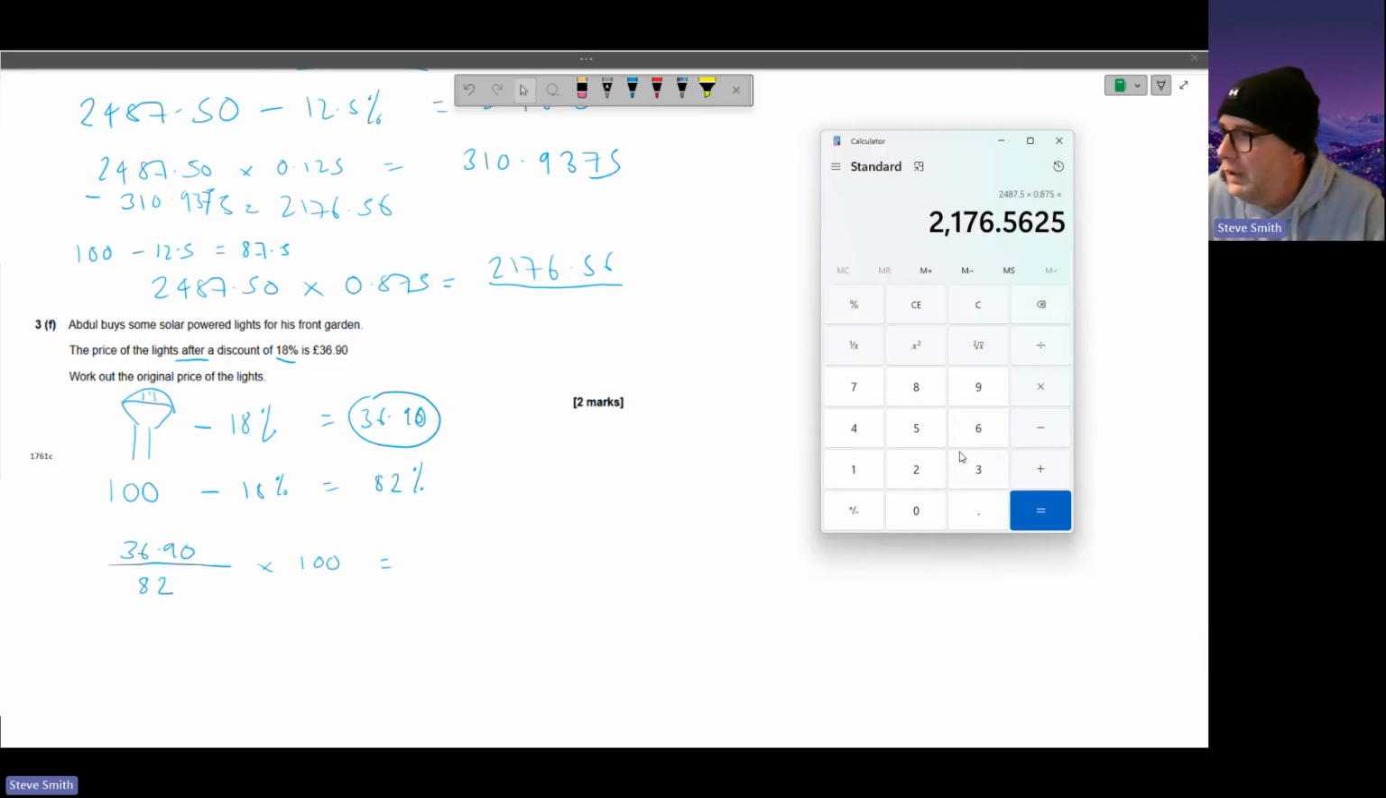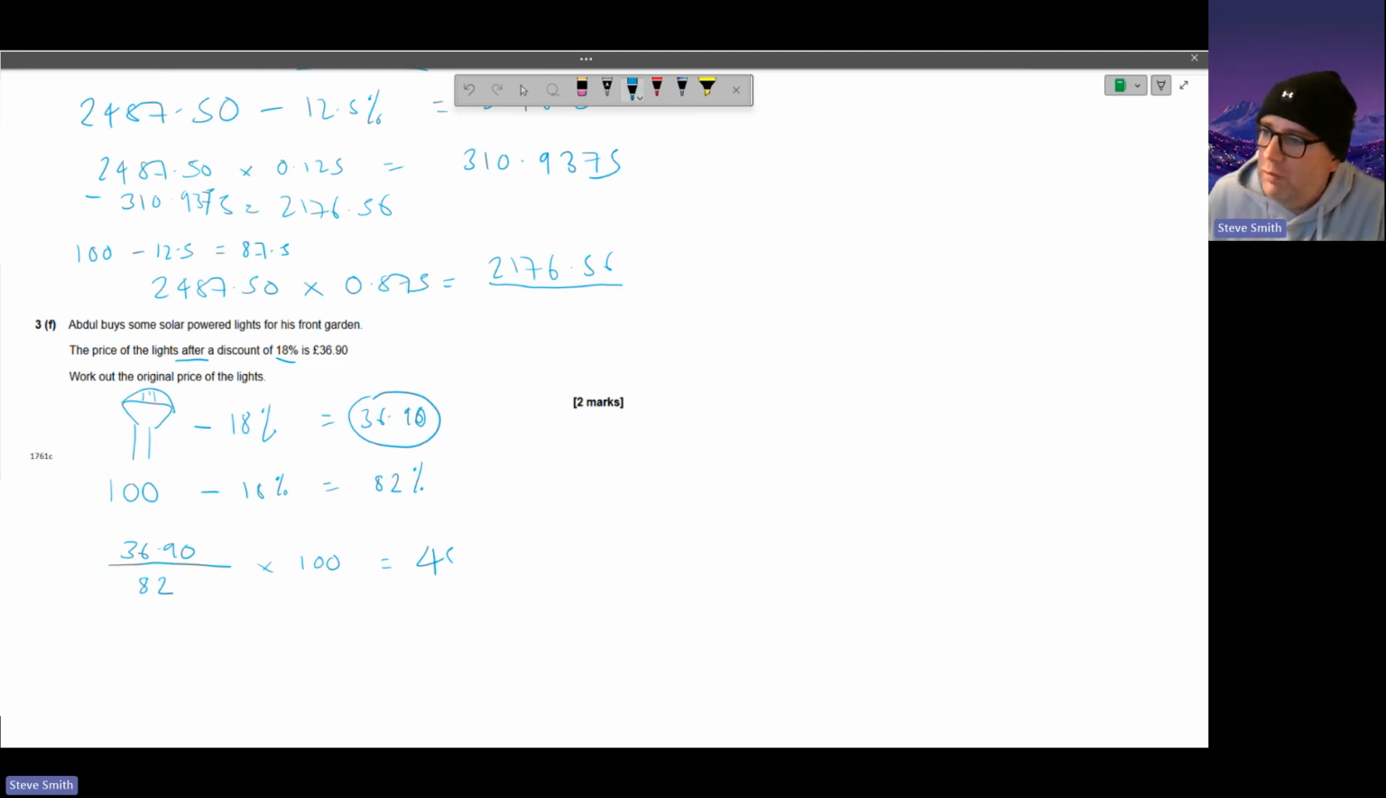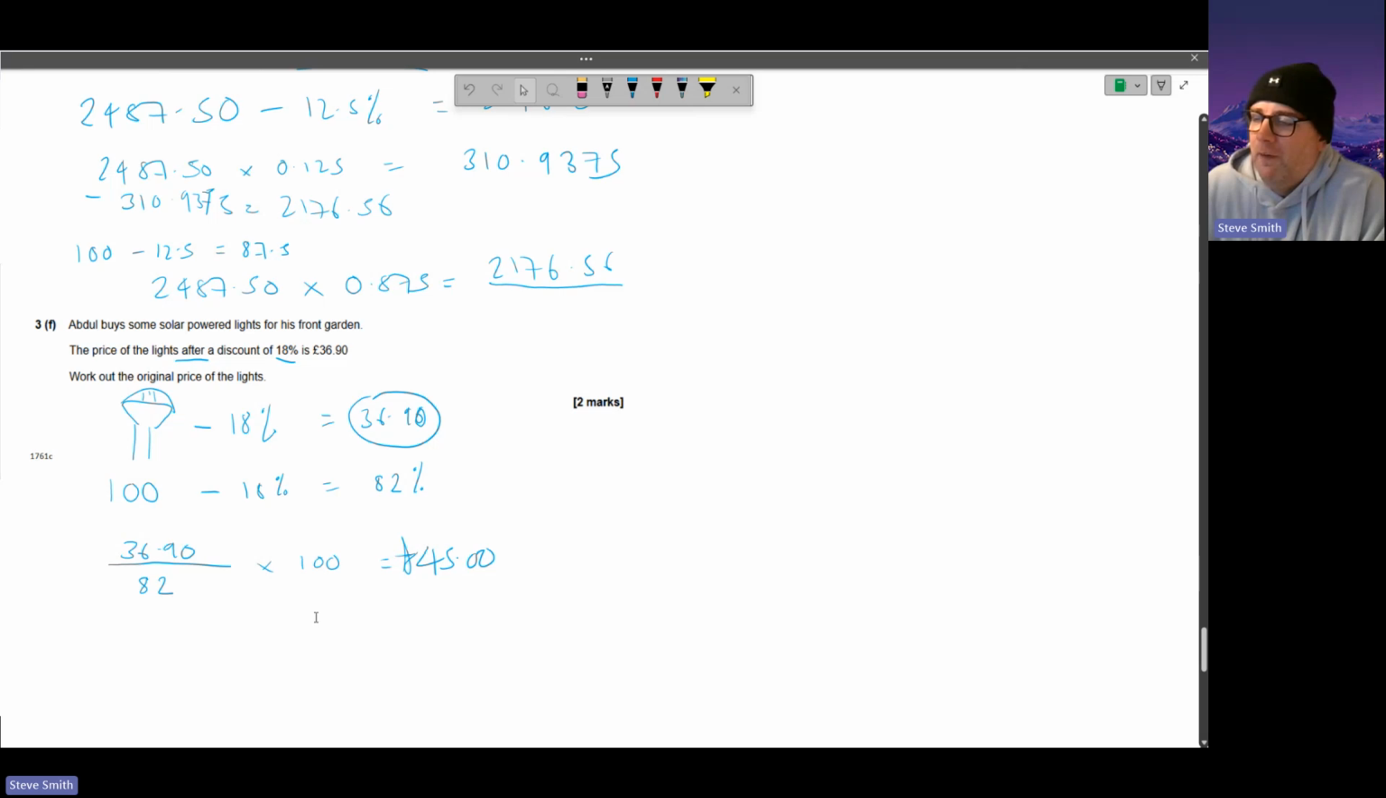So let's go 36.90 divided by the amount it's worth, 82, equals that, and multiply that by 100. And we've got the original price for the lamp, wow, £45. It's an expensive light, and this is me not actually buying any solar panel lights for so many years. £45. And that's your 100% value.